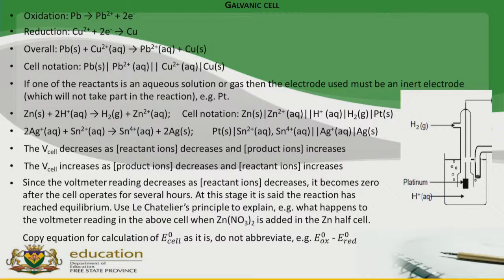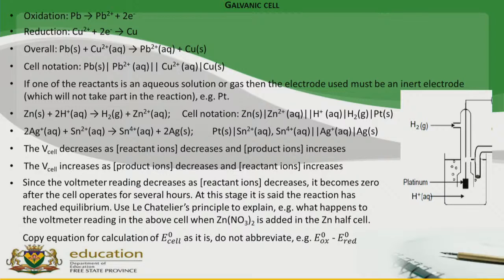But this hydrogen, since it is not a solid, we used platinum for us to be able to connect to the voltmeter. Platinum is a conductor of electricity, so that we can have that voltmeter reading, so that chemical energy can be converted to electrical energy. So platinum did not take part in the reaction, but platinum was used as an electrode.